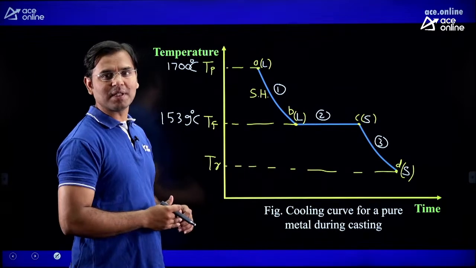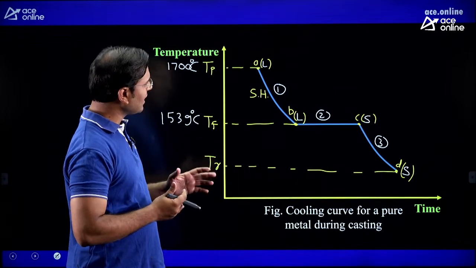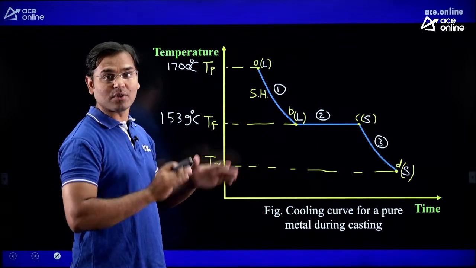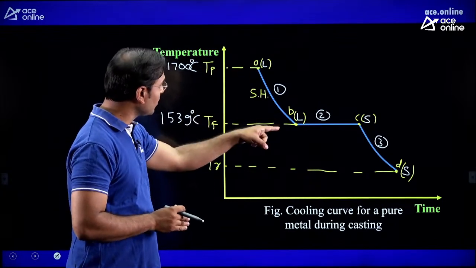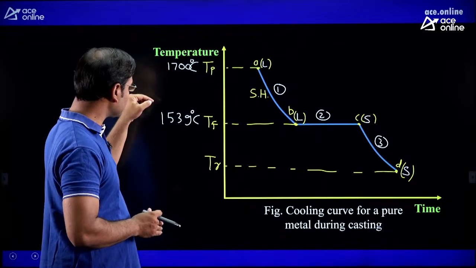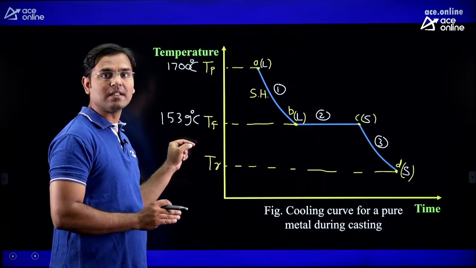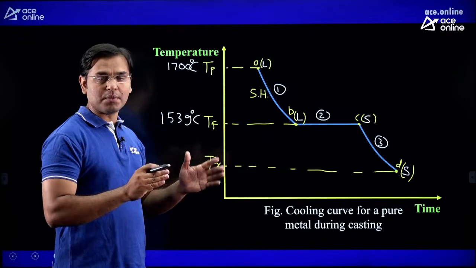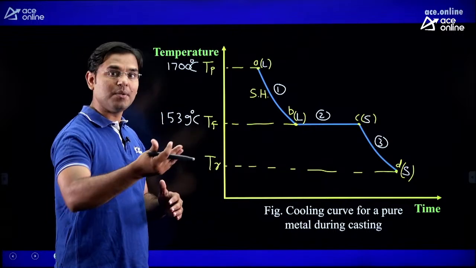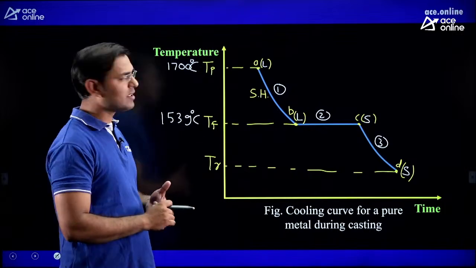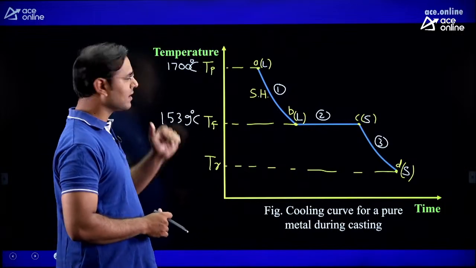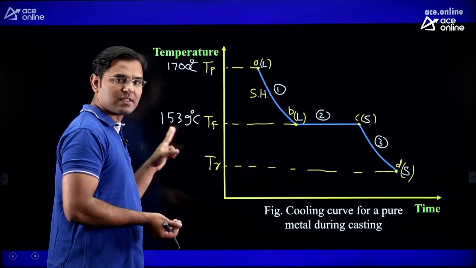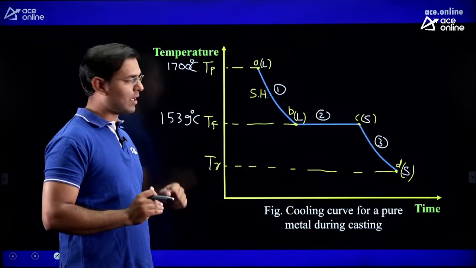What is meant by sensible heat loss? Here you can see that the phase remains constant, but the temperature is going to change from 1700 degrees centigrade to 1539 degrees centigrade. I am writing these numbers here for iron, but we can write for any pure metal. We can take aluminum also: the pouring temperature is 800 degrees centigrade, and the melting point temperature, meaning freezing temperature, is 660 degrees centigrade.